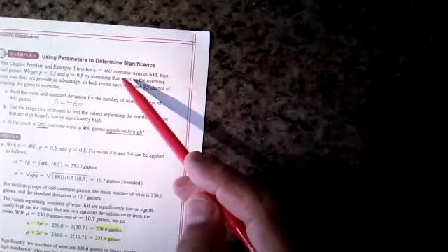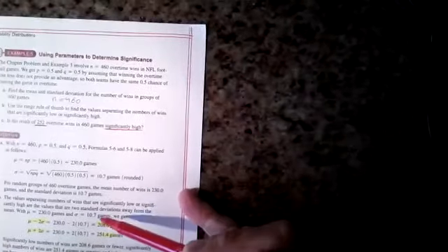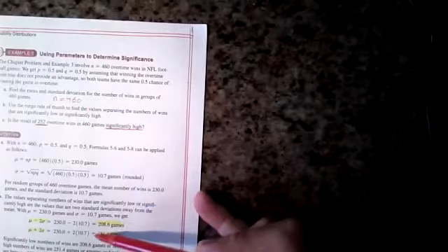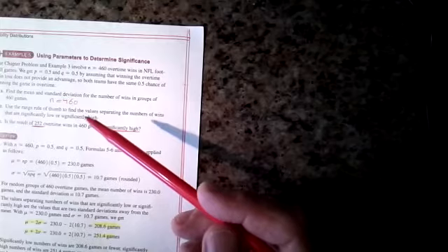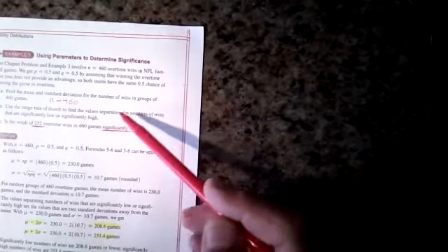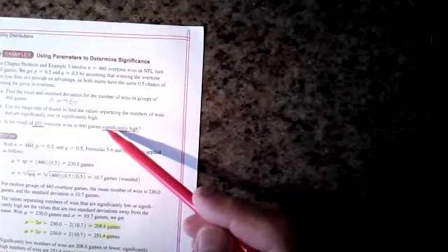So n is 460, and p and q are both givens. Find the mean and the standard deviation for the number of wins in a group of 460 games, and use the range rule of thumb to find the values. So is the result of 252 wins out of 460 significantly high or not?